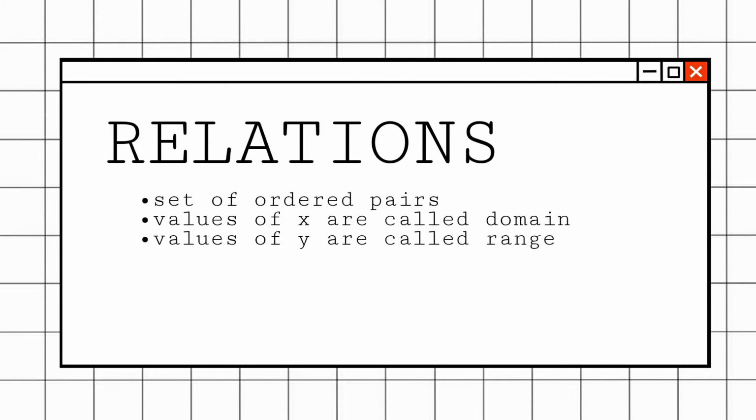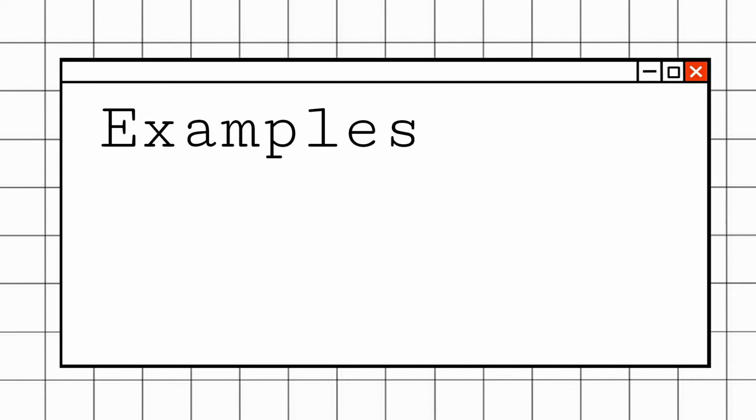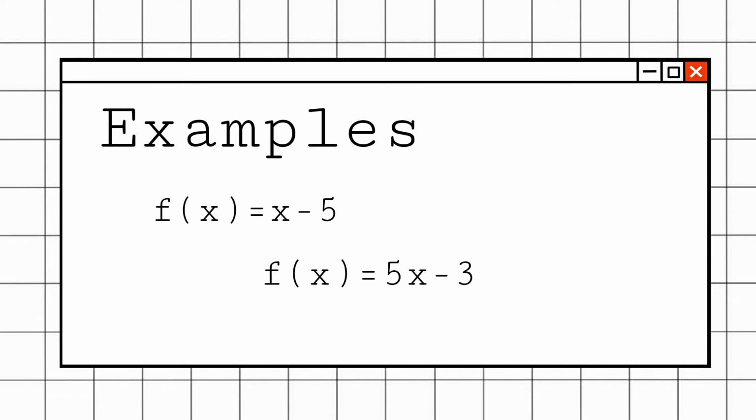Remember that relations are described as a set of ordered pairs, wherein the values of x are called the domain, and the values of y are called the range. Now that we have successfully described what a function is, here are some examples. f(x) = x - 5. f(x) = 5x - 3. And f(x) = 3x + 1.